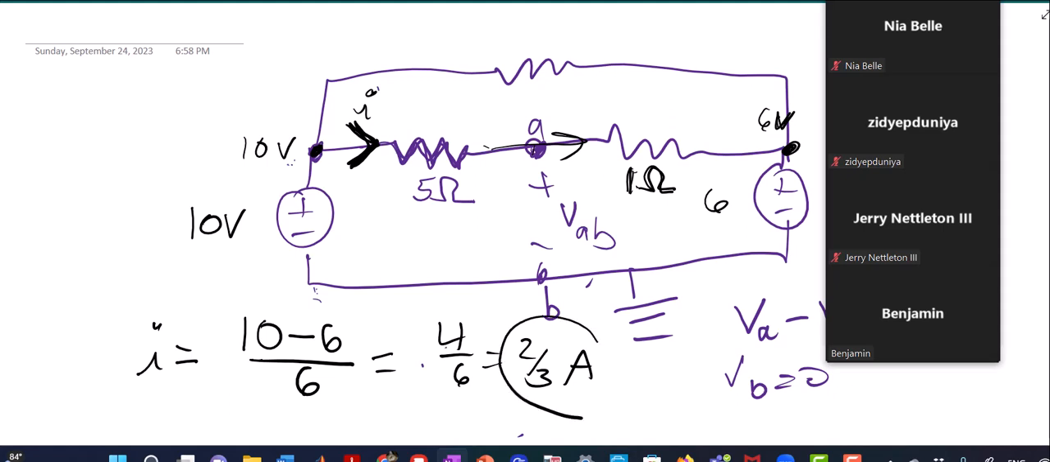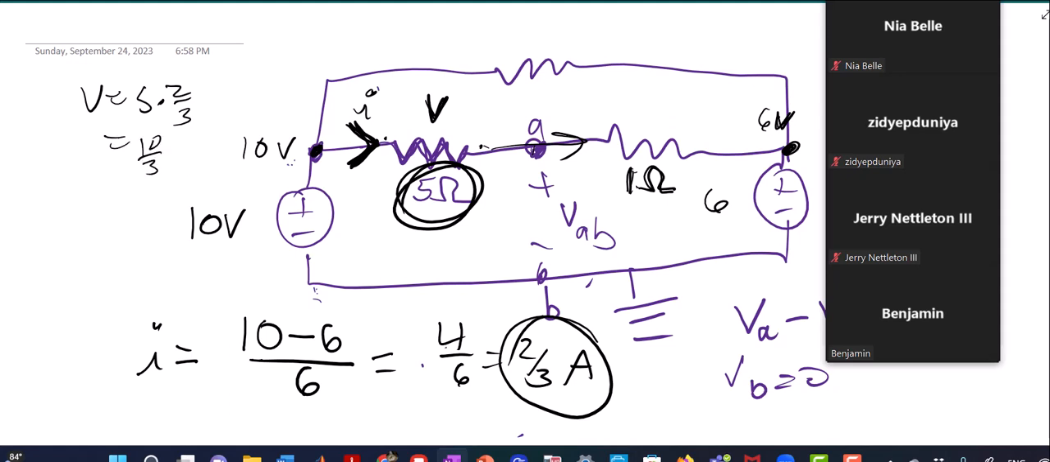And then I could use that current in this 5 ohm resistor to say that the voltage change across this resistor is 5 times 2/3, or 10/3, or 3.33, which means that I'm going to be 3.33 less on the right-hand side than on the left-hand side, or 6.7, I think, with my made-up numbers. So relative to ground, now VA is 6.7, so then that would tell me that VAB is 6.7.